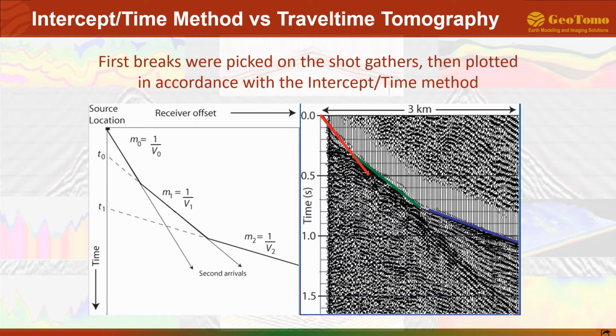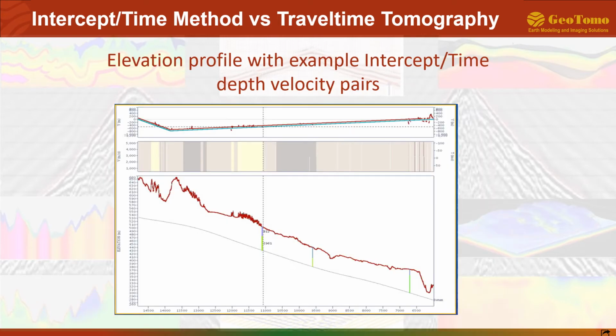The first breaks were picked on the shot gathers, then plotted in accordance with the Intercept time method, thereby providing an estimation of the weathering and refractor velocities at each location. The elevation profile, velocity profile, and intercept time depth velocity pairs are shown. Static corrections are computed by traveling down through the local weathering velocity to the base of the model and then traveling to the reference datum at the local refractor velocity.